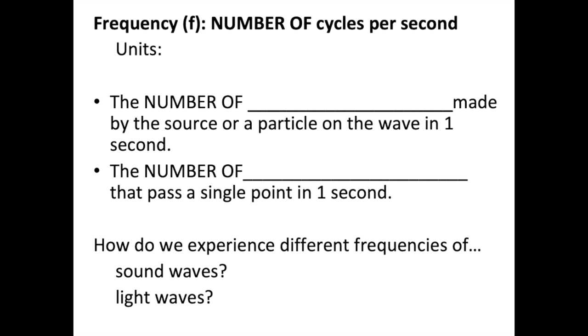Frequency is the number of vibrations or cycles made by the source or a particle on the wave in 1 second. Another way of thinking about it is that it's the number of waves that pass a single point in 1 second. So you can either focus on what the source or an individual particle is doing, or you can focus on a specific place and how many waves go by in 1 second.